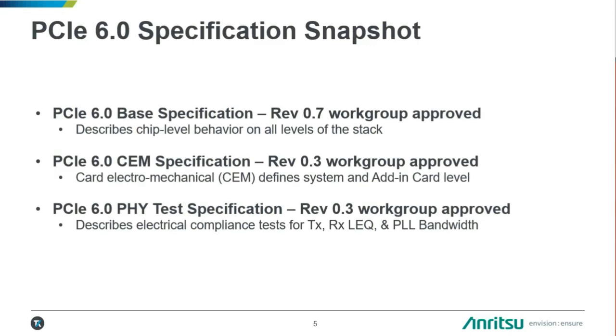So first here, let's look at the 6.0 specification snapshot. So the base specification, this is the first spec that you'll see, and it describes the chip level behavior on all levels of the stack. And currently we've workgroup approved Rev 0.7, which is quite mature and approaching workgroup approval for Rev 0.9 within the electrical working group.